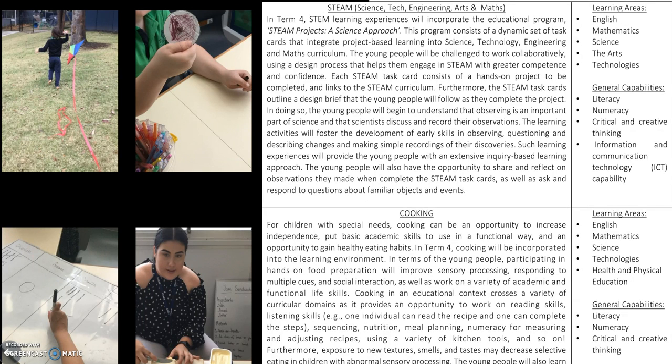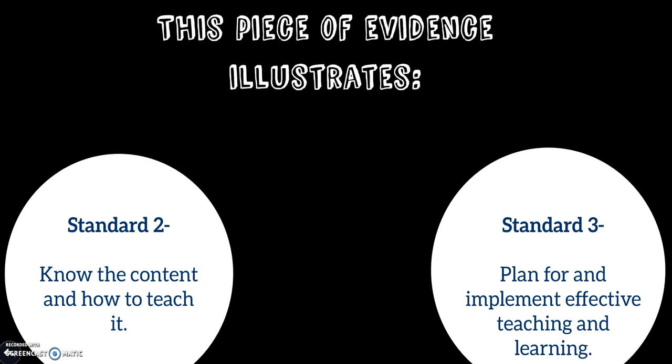Within this piece of evidence, I have discussed how a termly planning overview aligns with a range of standards within the Australian Professional Standards for Teachers. Although the standards are interconnected and overlapping, there are two specific standards that are clearly illustrated within the termly planning overview. These consist of Standard 2, know the content and how to teach it, and Standard 3, plan for and implement effective teaching and learning.